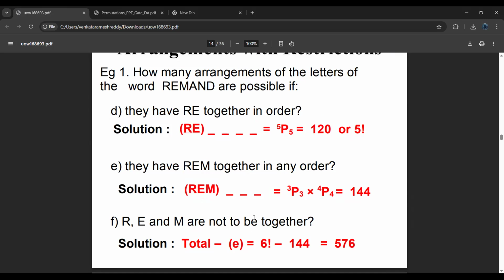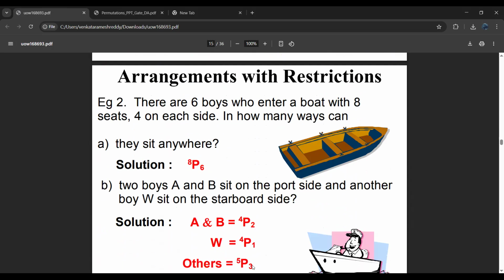Next one. REM are not to be together. What you should do is first treat REM as together, as if they are sitting together. After that, you need to subtract that from the total. How many are in total? There are six letters, so 6 factorial minus. If you do this problem with R, E and M together, you will get the answer 144. Here we got 144. Subtract that, and you will get the answer. So this is the next example.